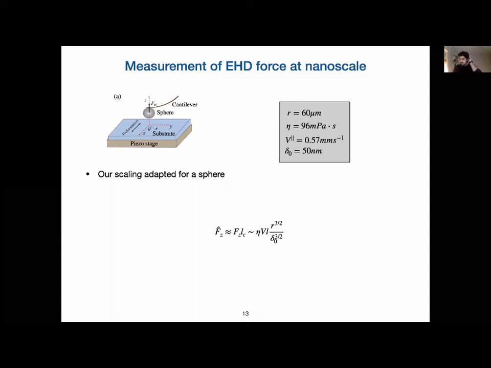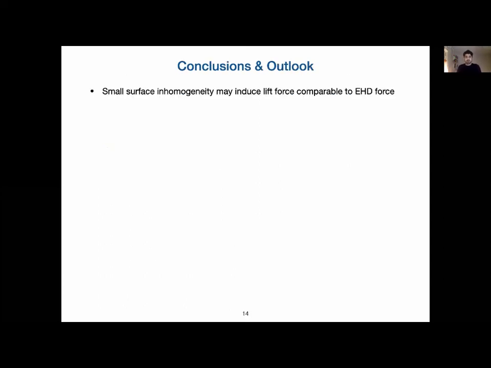Now if we insert the parameters from this experiment, we see that we can actually get a normal force from surface inhomogeneities of 10 nanonewtons for a gap thickness of 50 nanometers, if we have surface property variations quantified by a slip length of the order of 1 nanometer. So very, very small surface inhomogeneities can produce normal forces that can compete with the elastohydrodynamic force. To conclude, quite small surface inhomogeneities can induce lift forces that are comparable to other lubrication forces, we believe, for example, the EHD force.